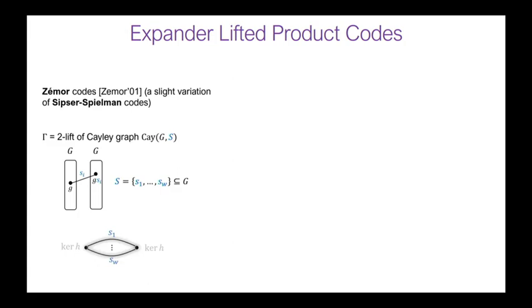Okay. But our main topic is not just lifted product codes, but expander lifted product codes. What is the main idea? The main idea is quite simple. Instead of using some very simple codes as matrices A and B, let us use expander codes. The particular expander code that we want to use is so-called Zemor codes. Zemor codes are a slight modification of Sipser-Spielman codes. They are defined not on a Cayley graph, but rather on a two-lift of a Cayley graph.